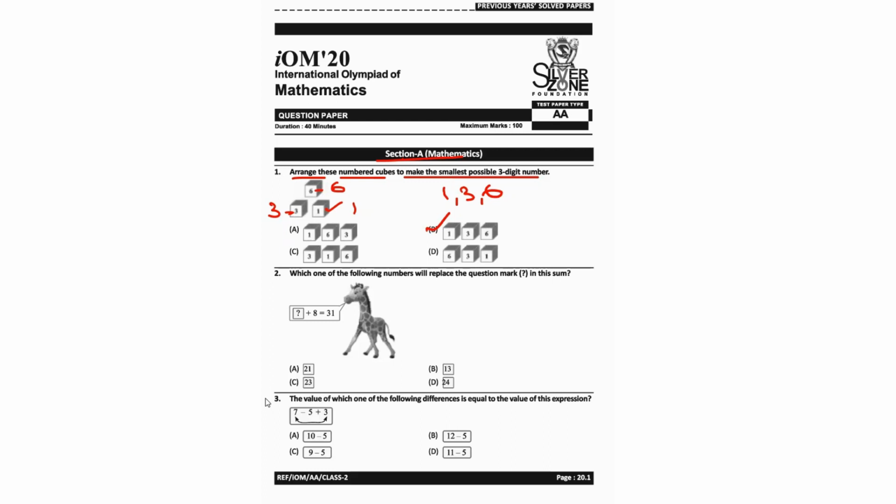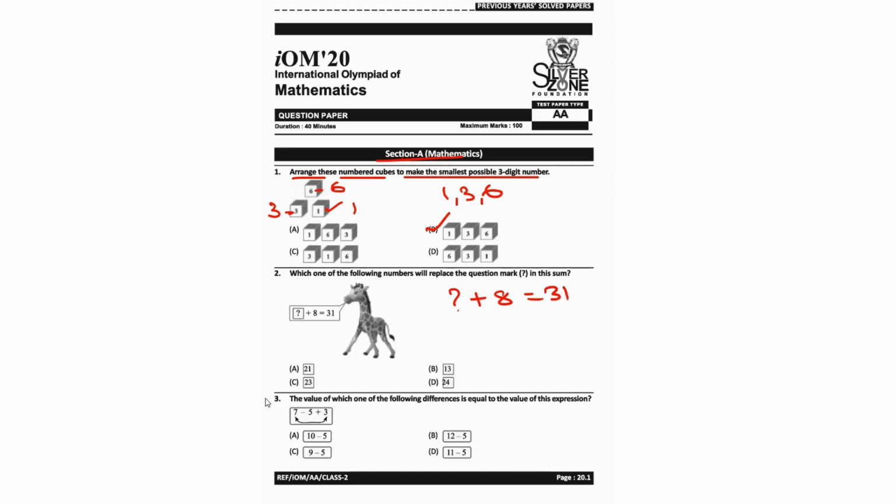Here you can see a giraffe with a number over here. Here is a question mark. Plus 8 is equals to 31. The question asks you to find which one of the following numbers will replace the question mark in this sum. So you are required to find what should come in place of this question mark. See, this is the equation given to you. Question mark plus 8 is equals to 31.